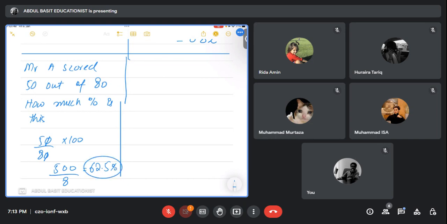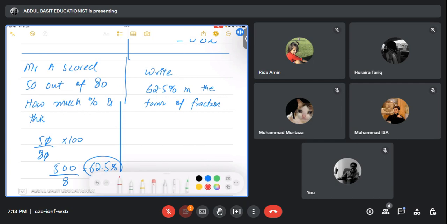And for example, write 62.5% in the form of fraction. आपने पहले इसको fraction में लिखना है. तो ईसा you can see that के 62.5% in the form of fraction. So it is 62.5 divided by 100. Agree, Isa? Yes or no?